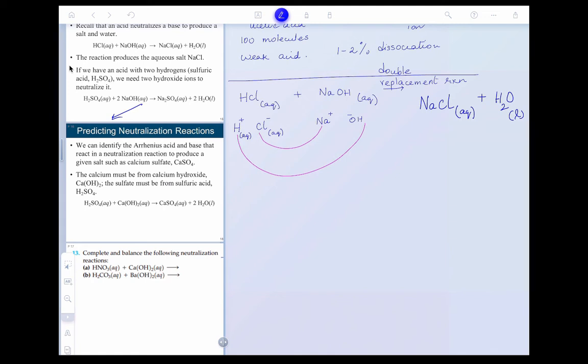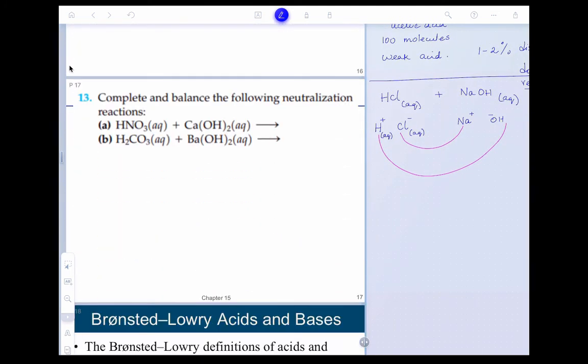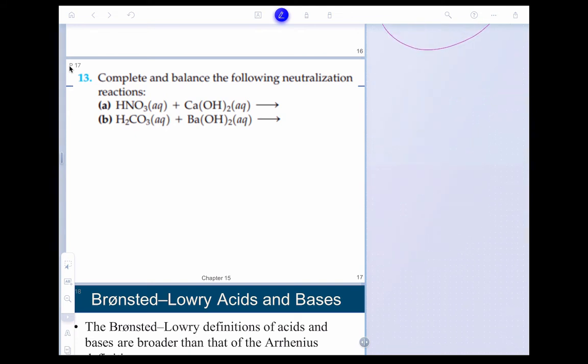Okay. So let's go ahead and look at a couple problems here. What we're going to do is complete and balance the following neutralization reaction. Let's start with the first one. We have nitric acid. So I'm just rattling off the names here. Hopefully you guys remember. Then we have calcium hydroxide, right? So we're going to break this down into ions. So this will be H plus ion and this will be nitrate ion. So the cation in acids is hydrogen. Once you remove the cation, everything else becomes anion. Calcium belongs to group 2, so it's 2 plus ion.